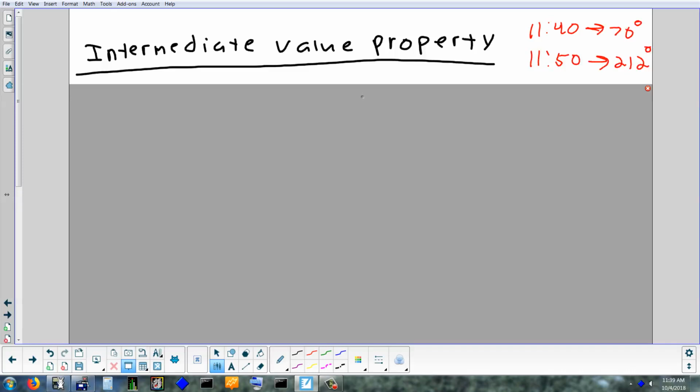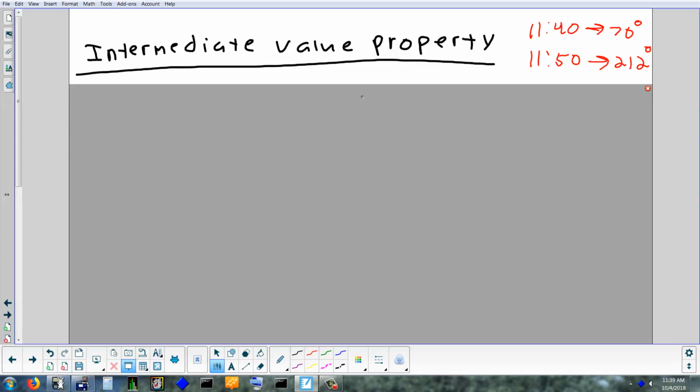As the water started to warm up from 70 degrees to 212 degrees, think of each temperature that it's going through as it warms up as a number. Okay? How many different numbers or how many different temperatures would the water go through from 70 to 212? Are we counting decimals? Including decimals, yeah. Infinite, right? You're going to go through every single value between 70 and 212.